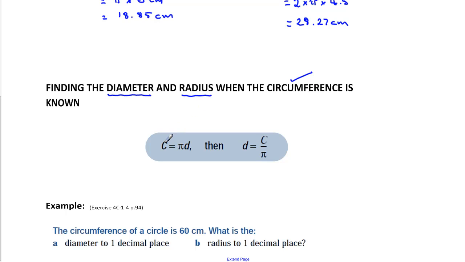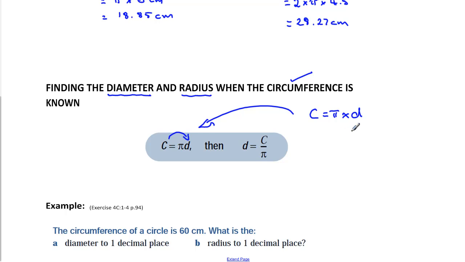You'll notice the formulas start with the circumference, and we've got pi times d here. So if we've got diameter, it's easy to work out circumference. But what if we're not given diameter and we're given the circumference and asked to find the diameter, or likewise the radius? Now have a look at how we've rearranged this formula. Notice that I've got c equals pi times d. That's this one over here.